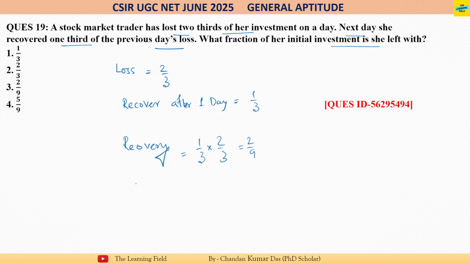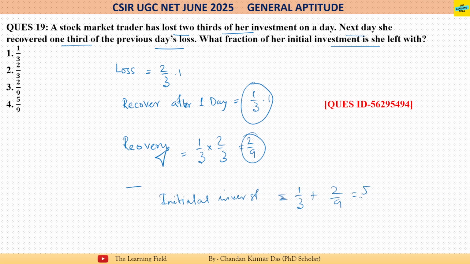Okay. So what is his net worth now? His total initial investment: if the total investment is 1 unit, then 1 unit into 1 unit. Now what fraction of the initial investment? After the loss he has 1/3, plus the recovery amount is 2/9. This is equal to 5 by 9, which is the answer. Option D.